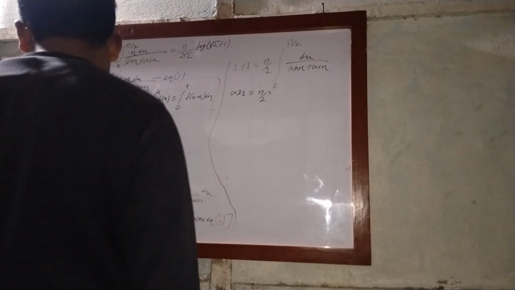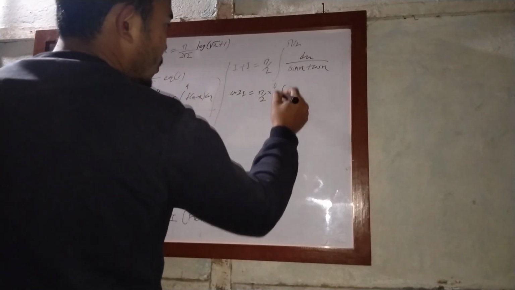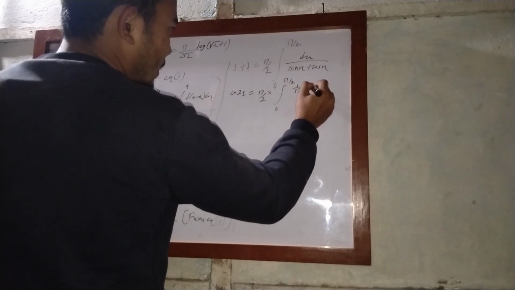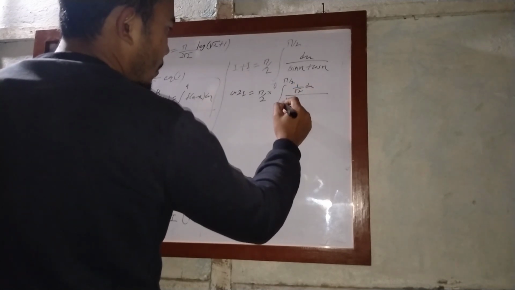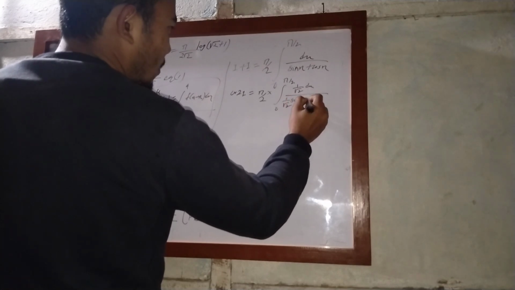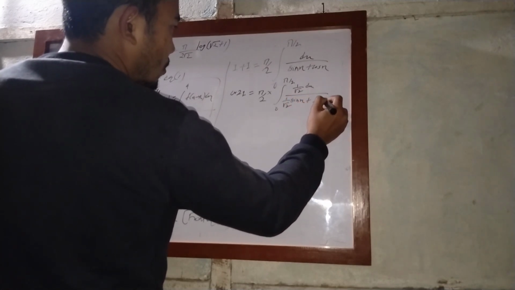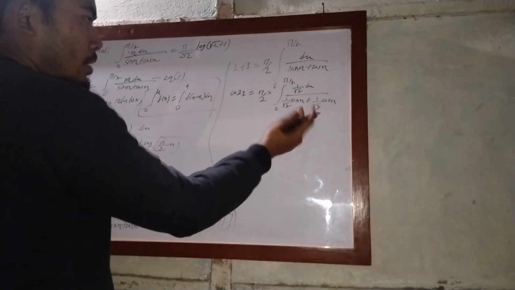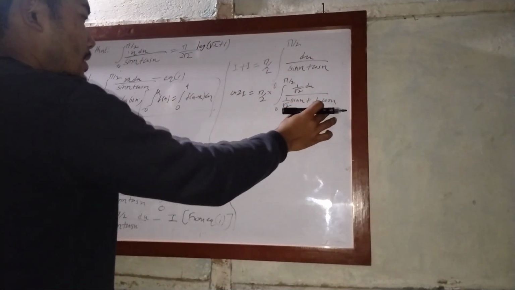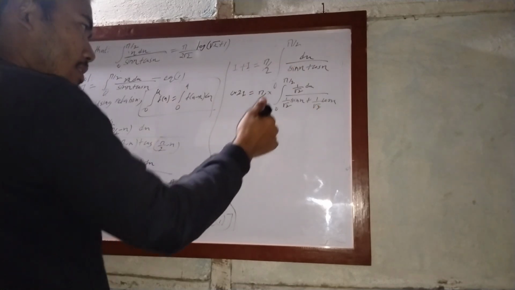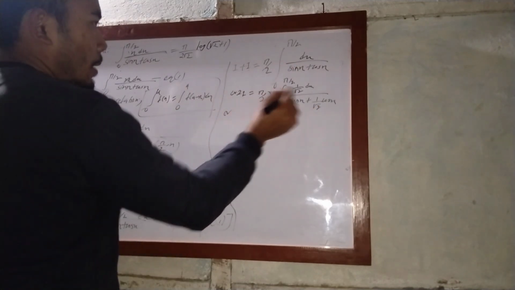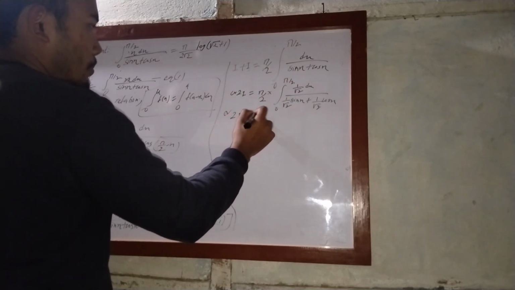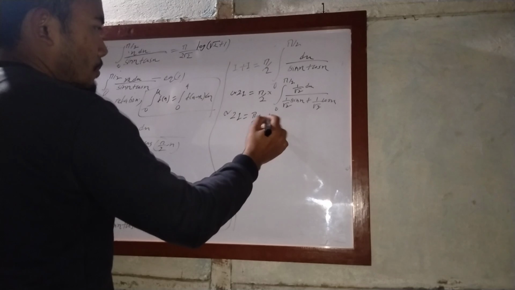Into 1 by 2, 1 by 2. Put the integral from 0 to pi by 2 of dx by (1 by root 2 sin x plus 1 by root 2 cos x). Because if we take 1 by root 2 common from sin x and cos x, and this 1 by 2 gets cancelled, it becomes as it is. So I put 1 by root 2 up in numerator and denominator, and this 1 by root 2 comes outside.